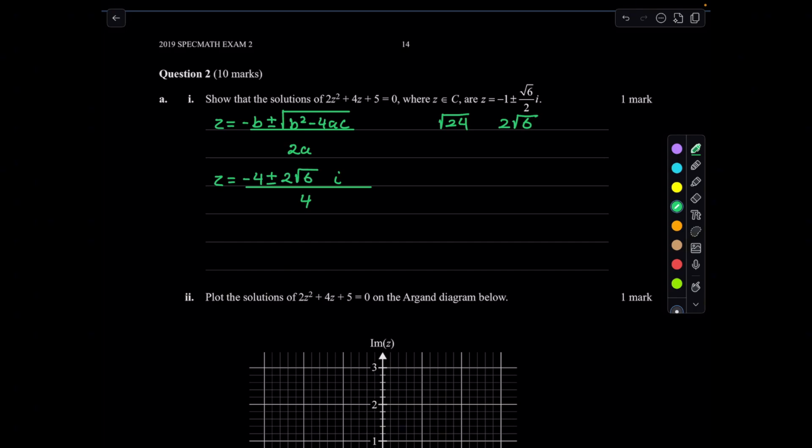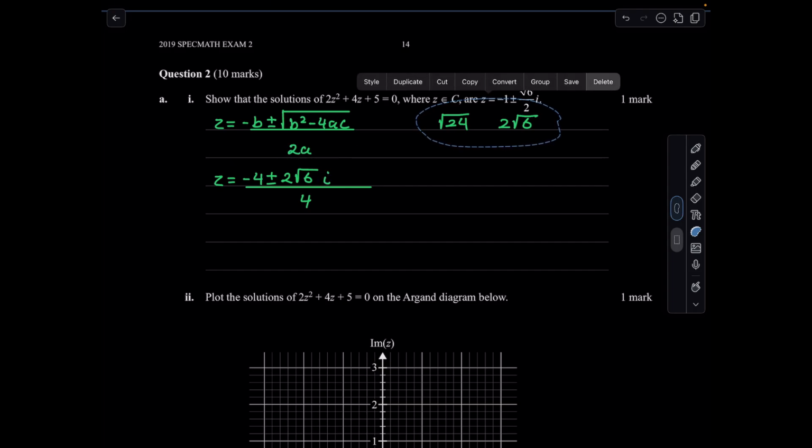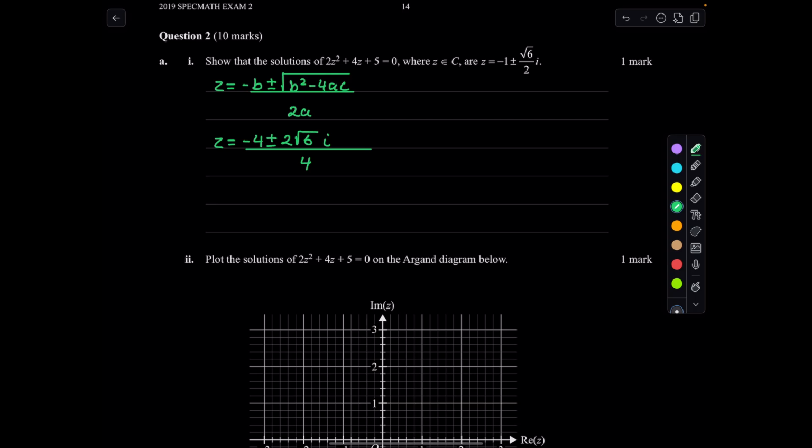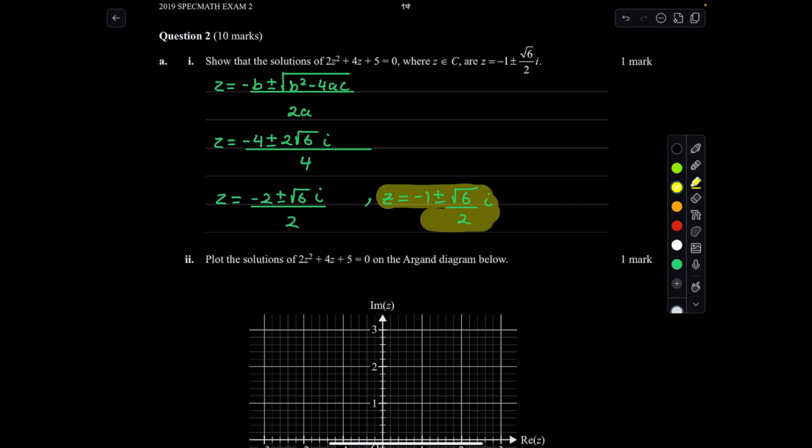2 root 6 i. And what we can do here is simplify, because we have a common factor of 2 on top and bottom. So it's just going to be z equals negative 2 plus or minus root 6 i, all over 2. We're making good progress. Now, of course, just separate them. So z hence equals negative 2 divided by 2 is negative 1, plus or minus root 6 over 2 i. Perfect. And we've shown those are the solutions for that one.